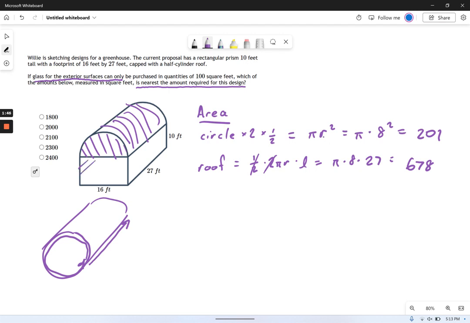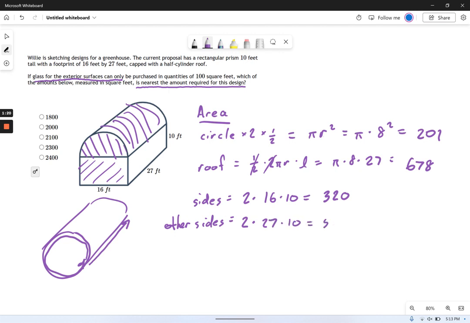I've got, see the sidewall that I'm drawing right here? I've got two of those, the front and the back. And that's going to be 2 walls times 16 times 10 feet high each. And I can do that in my head. That's just 320. And now I've got the other sides. So that's going to be 2 of them times 27 feet long times 10 feet high. I can do that in my head. That's 540. So all we have to do is add all these things up.